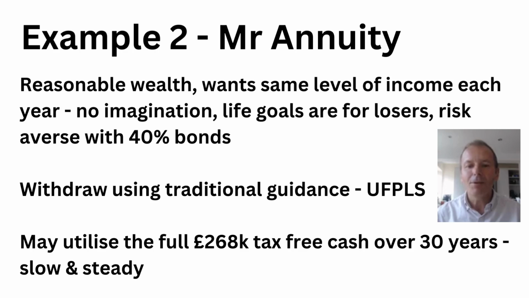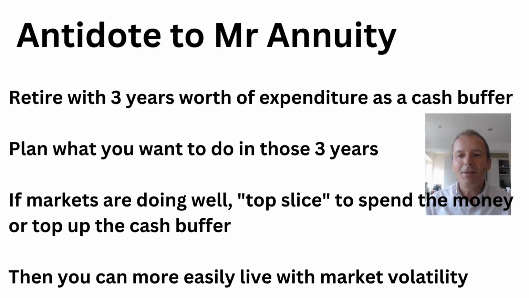So he would probably withdraw using the guidance I gave earlier and take UFPLS, and that way he will aim to maximize the tax-free cash he can get over like 30 years, say between 57 and 87, and do a slow and steady pension withdrawal.